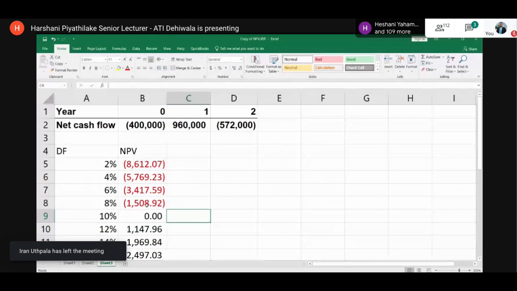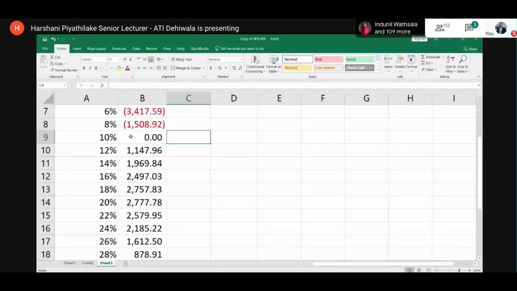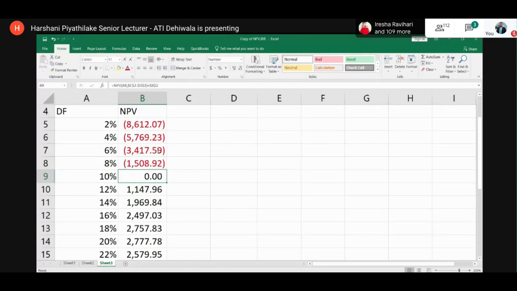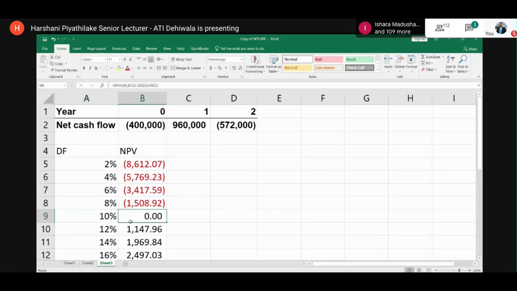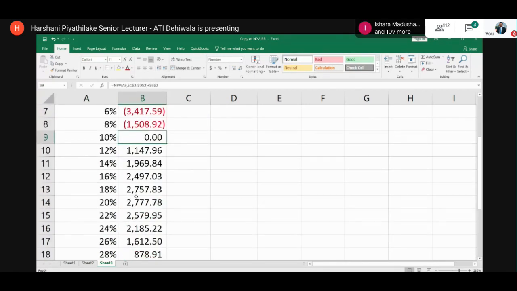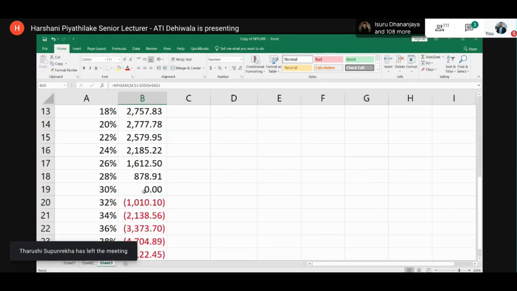Right now you can see, starting from the negative NPV for these cash flows: 2% negative, 4% negative, 6% negative, 8% negative. At 10% it is exactly equal to 0. It means that is the first IRR, no? For these cash flows, the first IRR is 10%. But when you go down, again it's coming positive NPVs and it reaches 0 at 30% exactly.